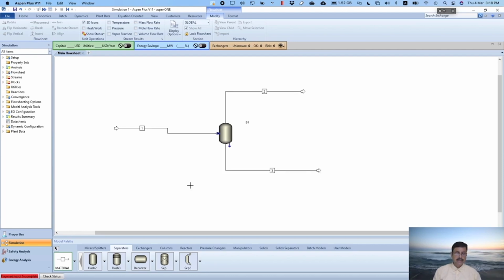So just rename them. It is feed, this is vapor, and this is liquid. Press next.